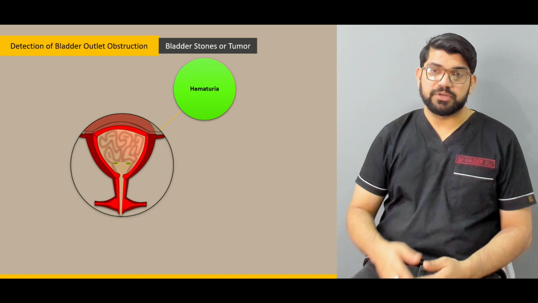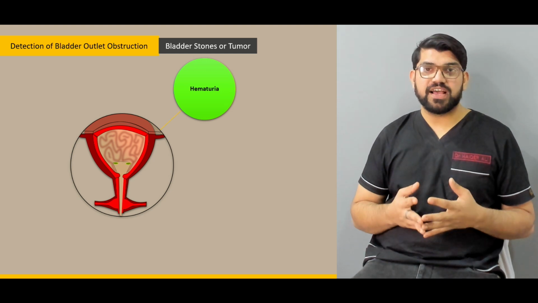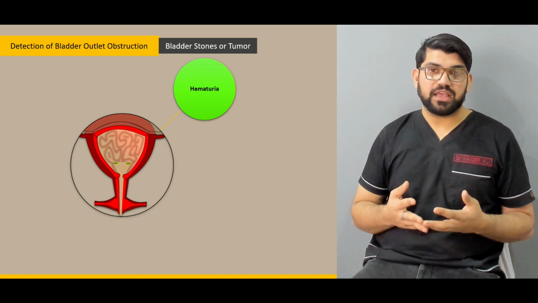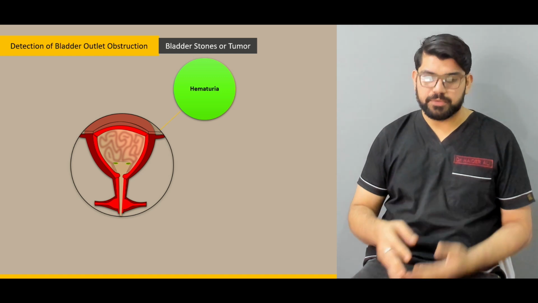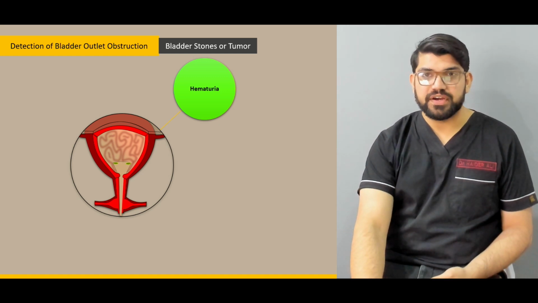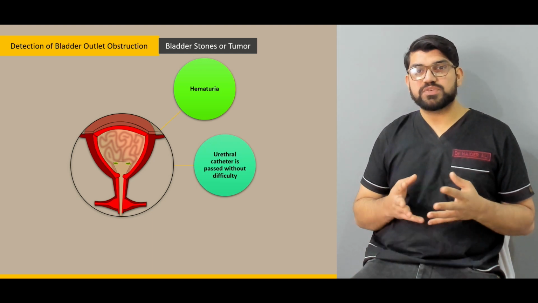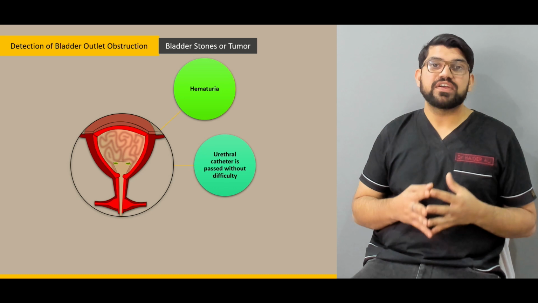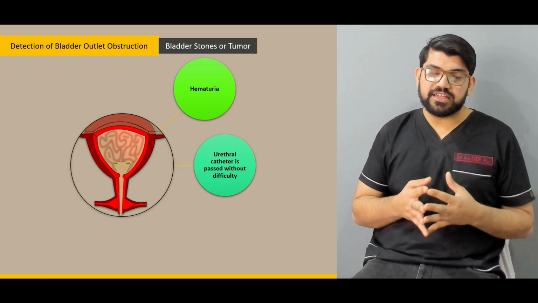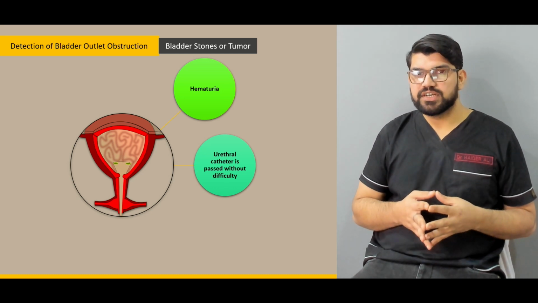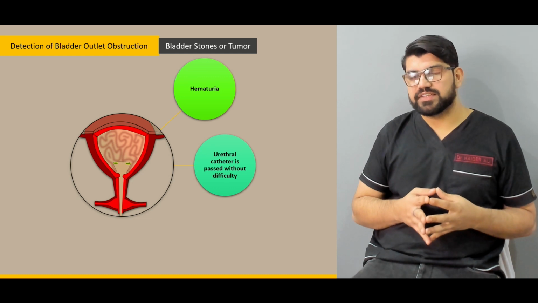This can present with hematuria. Again, a patient presenting with flank pain can have hematuria on the urine dipstick, which is a sign of lower urinary tract obstruction. A urethral catheter is passed without difficulty. Why? Because there is no obstruction in the way of a Foley's catheter. So it's easy to pass a Foley's catheter.